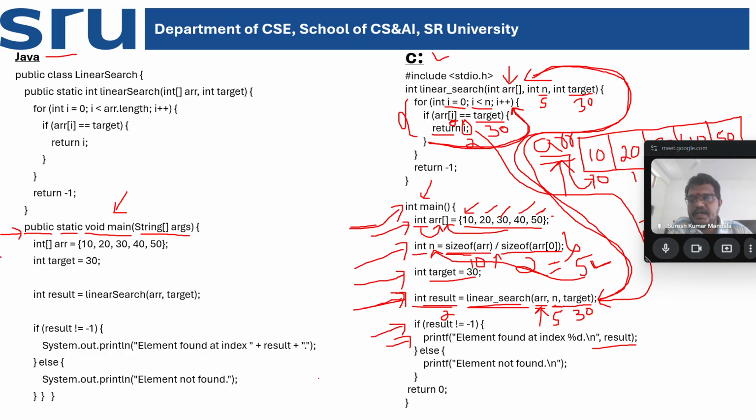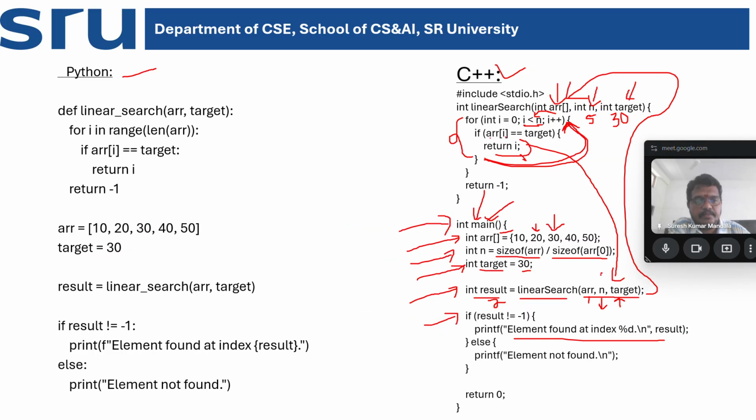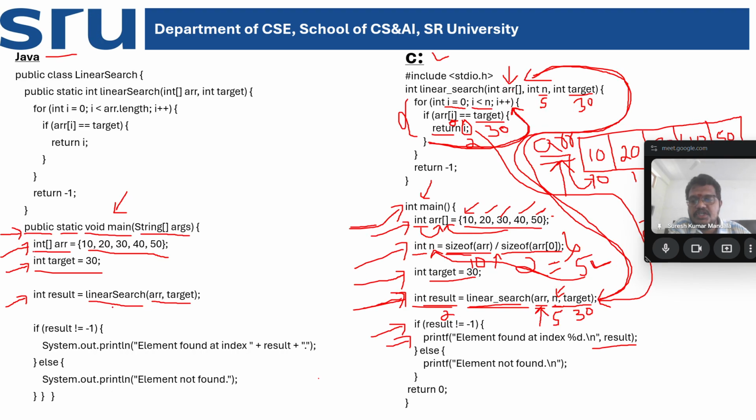The array declaration is also a little bit different. In front we write the int data type, and then the array symbol. We are storing the same values, 10, 20, 30, 40, 50, and the target value is the same, 30 only. Next, again we are declaring the int result, and calling the linear search, having two parameters here. In C and C++ we pass three parameters, including n. But coming to Java, we are passing only two parameters. Why? We will see.